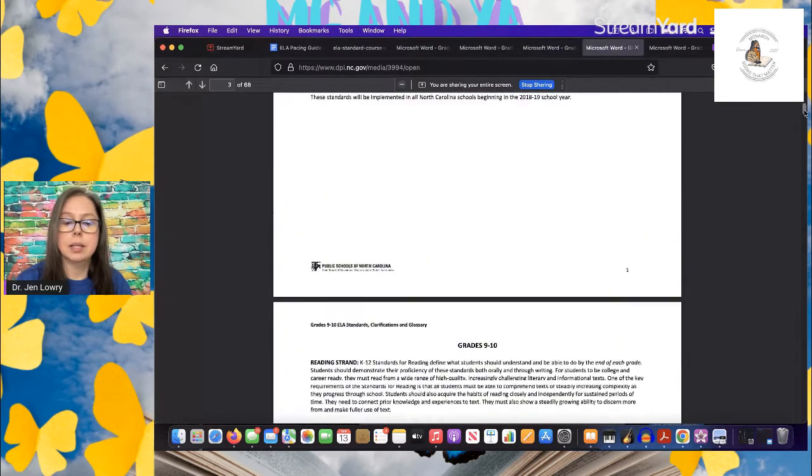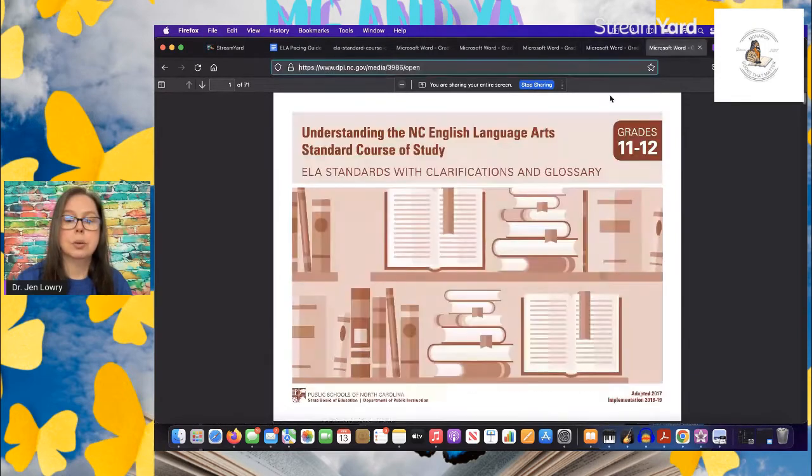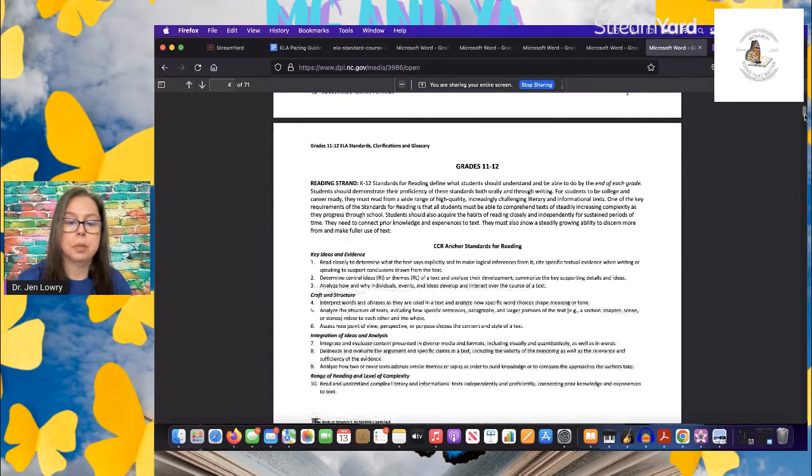Now let's go to 9-10. 9-10 has a grade band. Wow, do you notice the same kind of verbiage here? Now, let's go to 11-12. And we're going to talk about what we notice here. So as we see, if you pay close attention, 11 and 12 is pretty much the same.